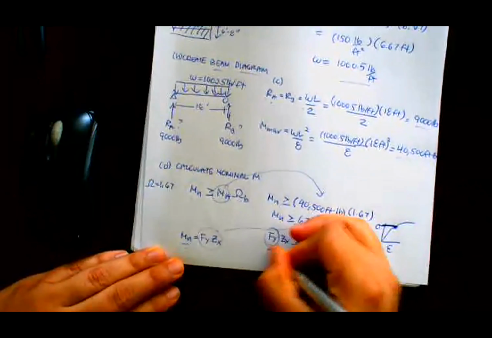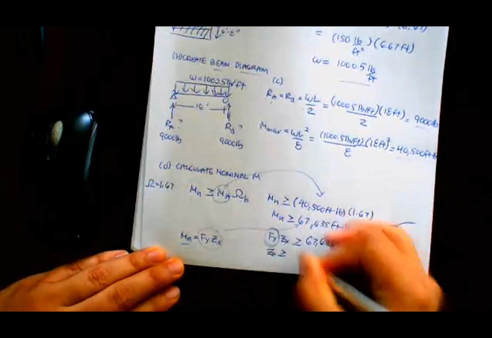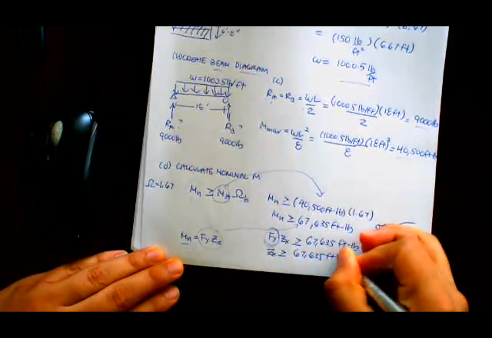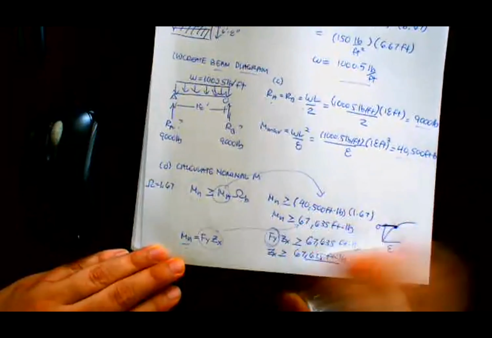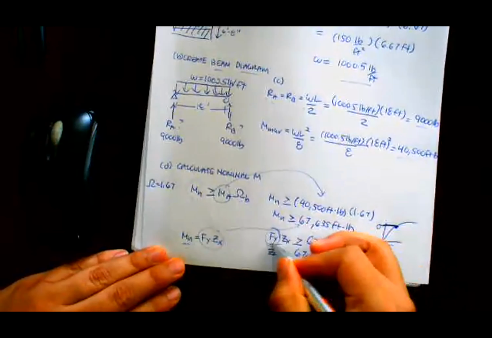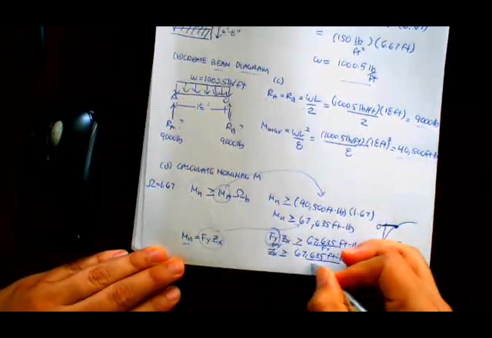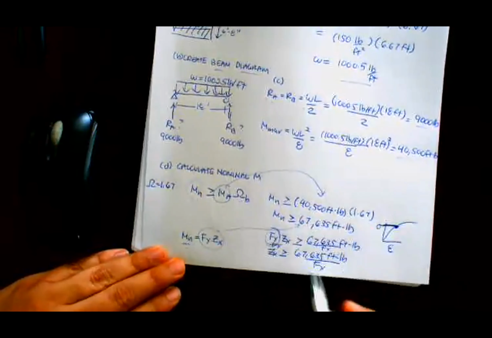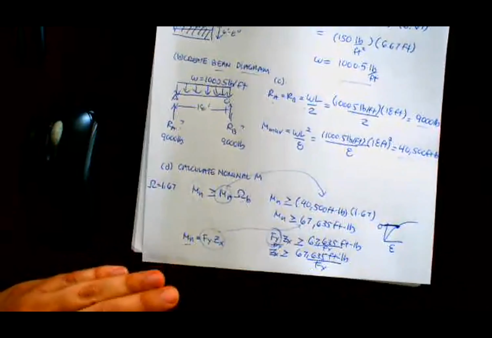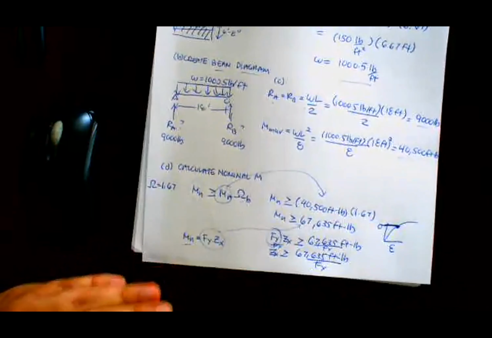So actually I'm going to solve for Zx. Zx must be greater or equal to 67,635 foot-pounds divided by Fy, because all I did was divide by Fy on both sides. So I'm going to say divided by Fy. This was given in the problem. What is the tensile strength, the yield strength of steel? So based on the givens, what's the yield strength of steel?